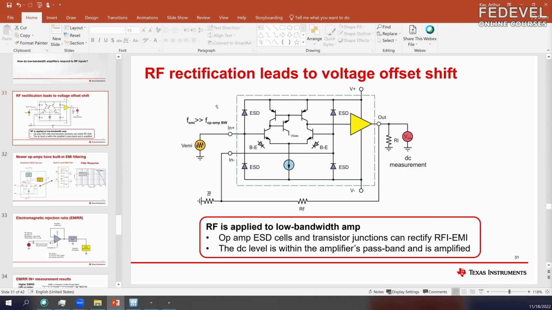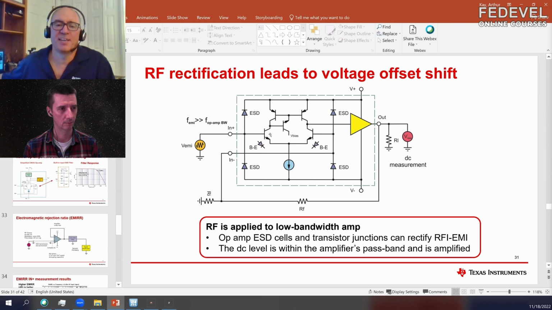Here's an overview of what EMIRR is. This is the internal workings of an amplifier. It's not super important to understand exactly what's going on here, but most op amps have a differential input stage, and they have some ESD, or electrostatic discharge, protection diodes, and then subsequent stages and elements, simplified here, that have more transistor junctions.